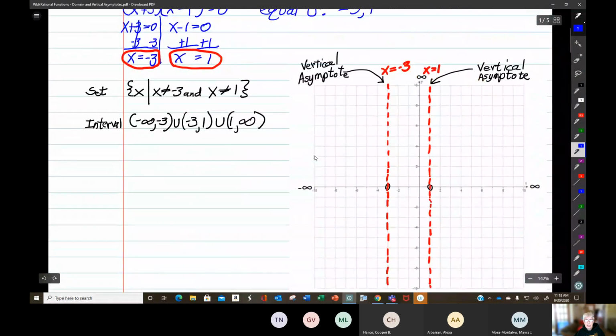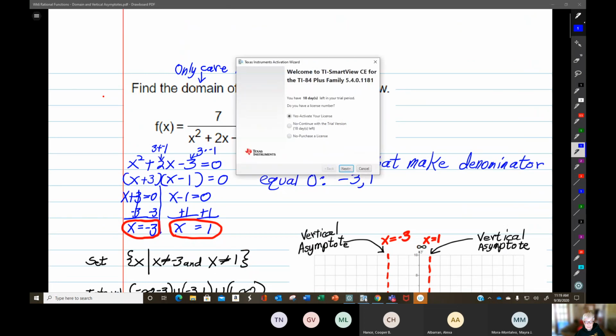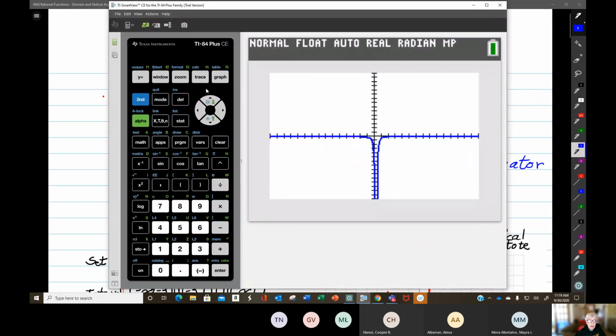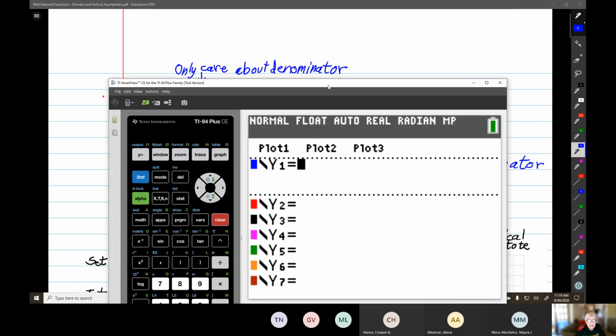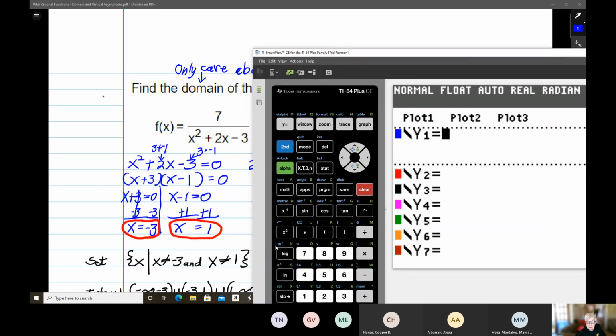Here, I didn't even draw it, but it looked really interesting. Yeah, let's graph this again, because this was really interesting. Okay, y equals. Okay, this is just the number 7, so I don't have to put parentheses around it. 7 divided by, I do have to put parentheses around the denominator because it has 3 separate terms in it. x squared plus 2x minus 3.